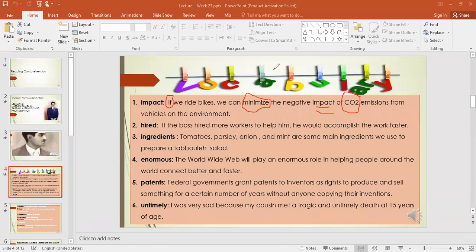Yes, Carlo. Read please number 4. Just wait one minute, teacher. Okay, I'm back. Enormous. The World Wide Web will play an enormous role in helping people around the world connect better and faster. So this has an enormous role. What do you mean by enormous? This mountain is enormous. Gigantic, very, very big, huge. Very big, enormous. Okay, patents. Yes, Adnan.